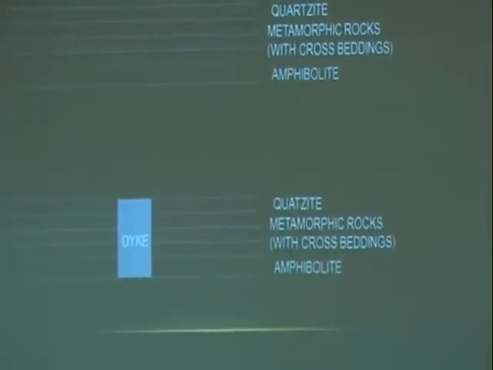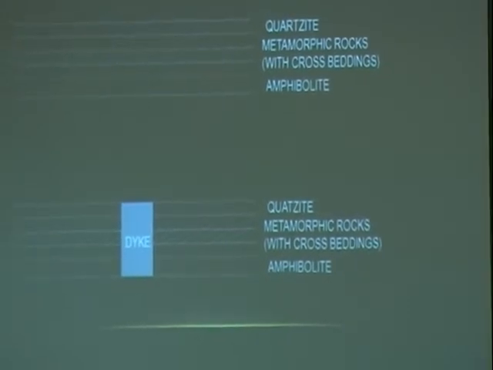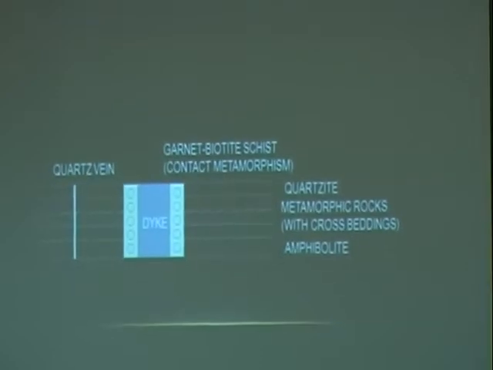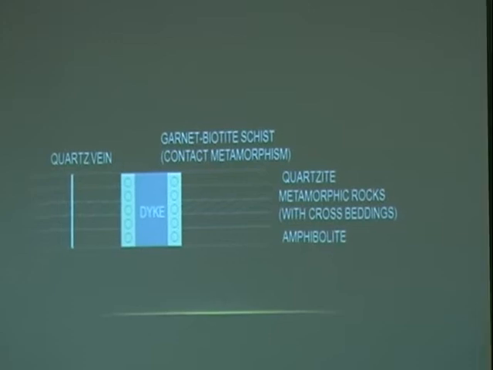And then there's a dike intrusion, and that caused the contact metamorphism and produced some garnet biotite schist.